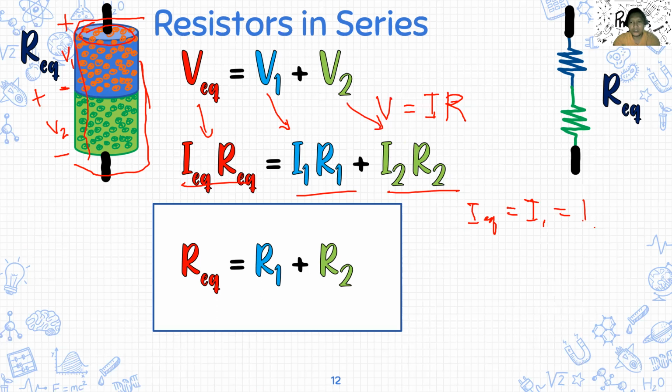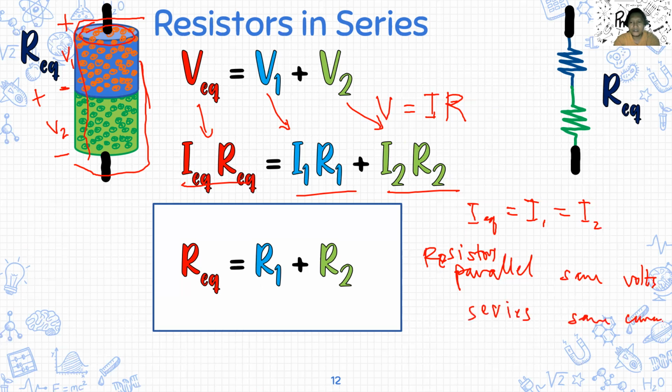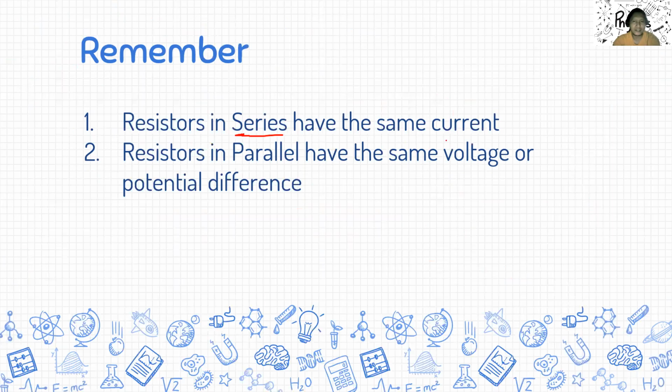So I1 equals I2. So recall for parallel connections, same volts. This is only for resistors, okay? But for series, same current. So because of that same current, we can divide all of this by I, and we arrive in here. This is simple. Mag-add lang ka. So remember, resistors in series have the same current. Resistors in parallel have the same voltage, or what we call the potential difference.